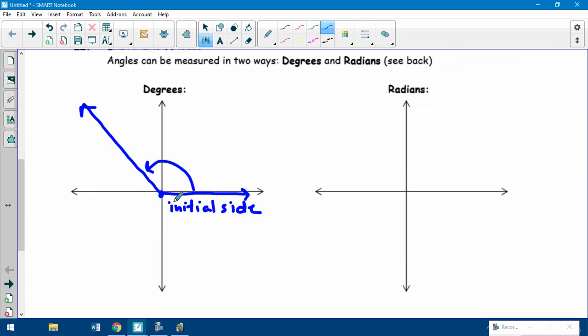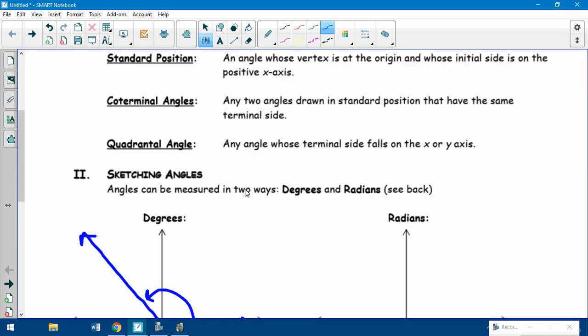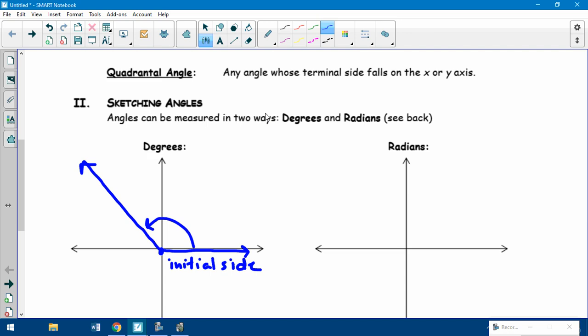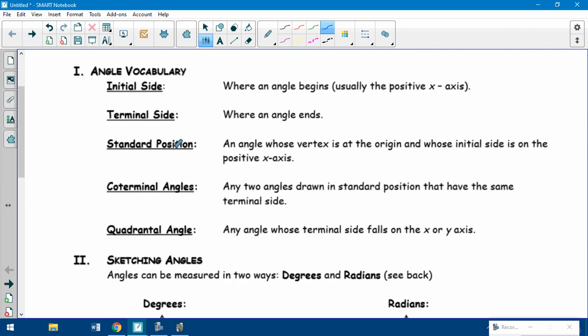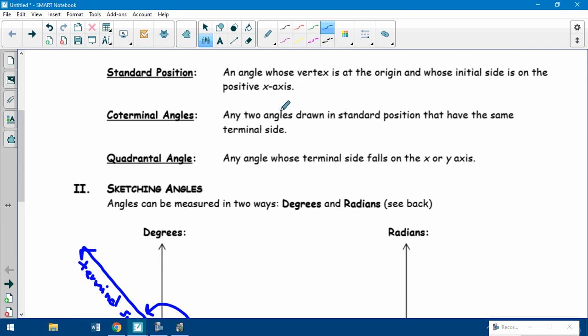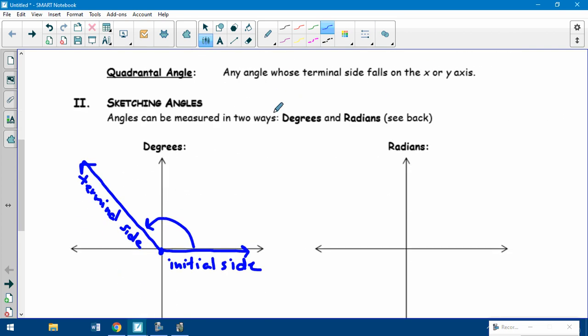And that's nothing special because every angle starts there. The terminal side is the important part. That's where the angle ends. So this over here would be the terminal side. Standard position just means an angle whose vertex is at the origin, which is what this is, and whose initial side is on the positive x-axis. So we've got an angle in standard position right here.